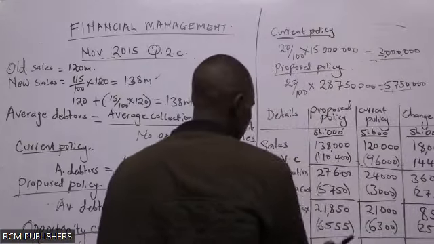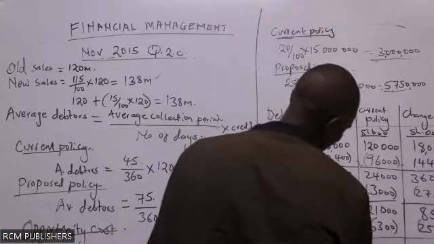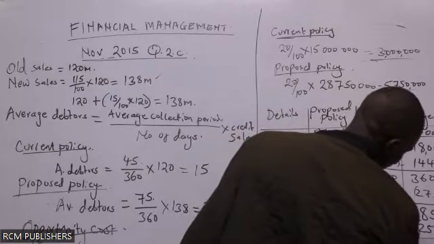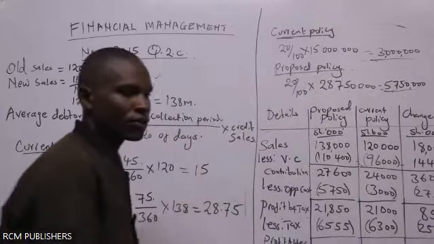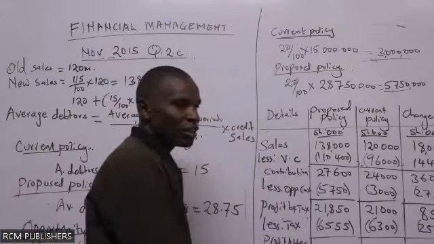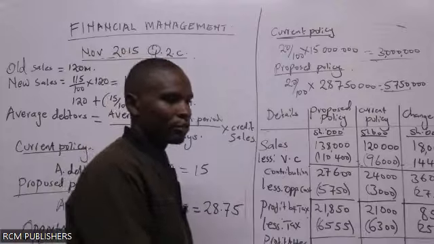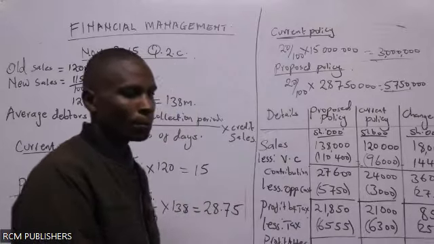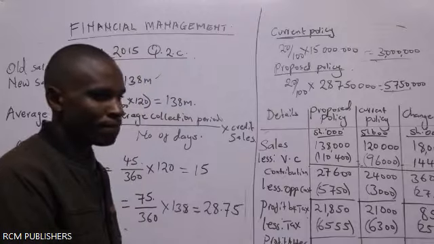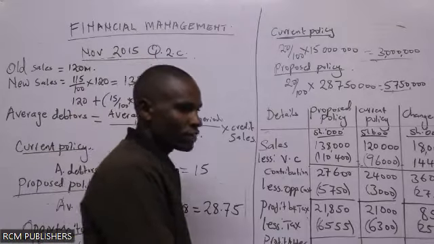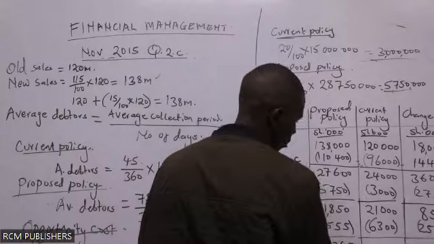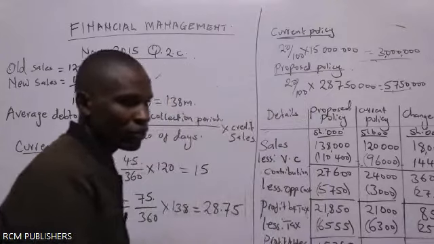Sasa tumpatie the profit. Hii ndio ina determine whether we adopt the proposed policy or we reject it or we redact. Give me this profit for the proposed policy. Proposed policy inatupatia profit ya ngapi sasa? 15,295. 15,295. What about the current policy?